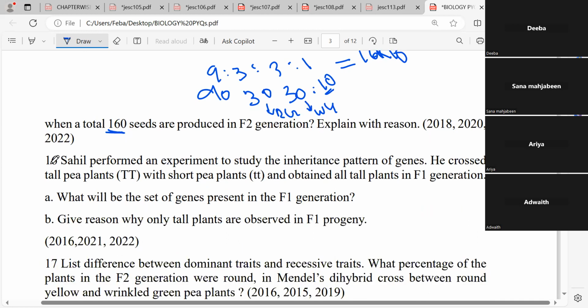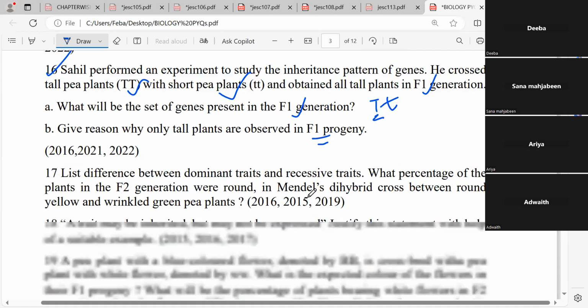Now Sahil performed an experiment to study the inheritance pattern of genes. He crossed the tall plants with the short plants and obtained all tall plants in the F1 generation. What will be the set of genes present in the F1 generation? What is it? Capital T, small t. Give reason why only tall plants are observed in the F1 generation. Capital T is dominant over the small t. The law of dominance has to be explained over here.